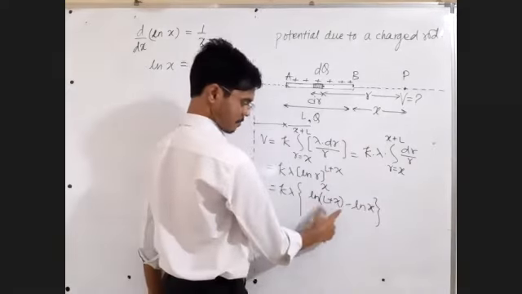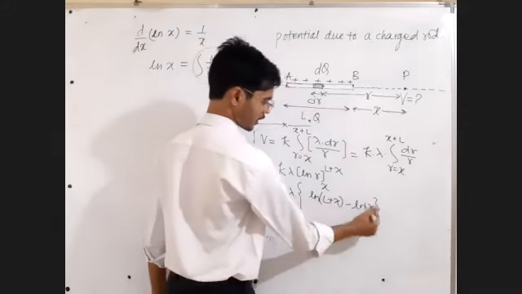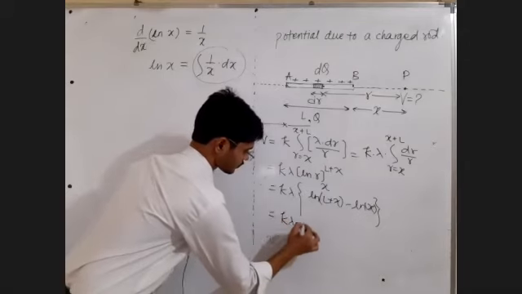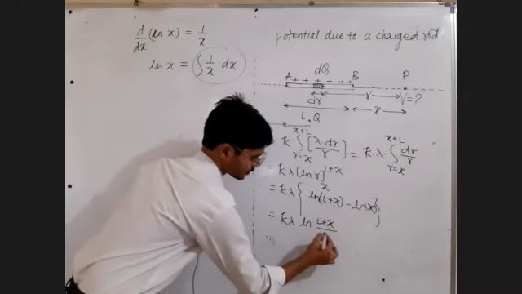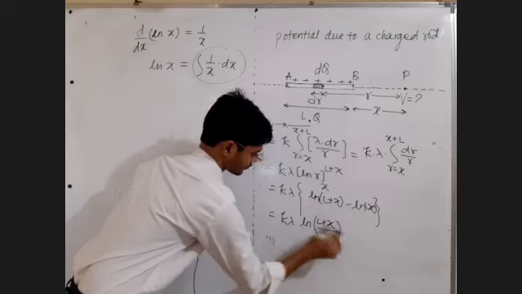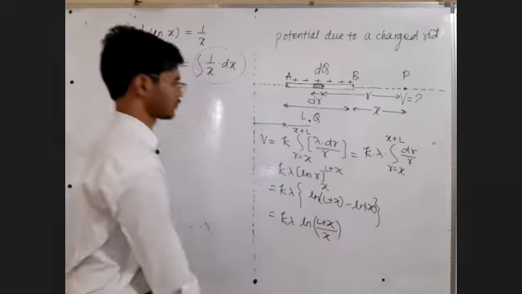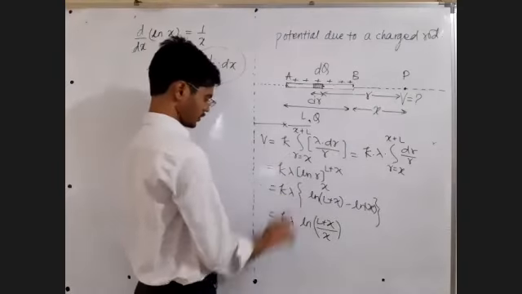Log m minus log n is log m upon n. That's it. Derivation over. Any mistake? No, no mistake. This is lambda.